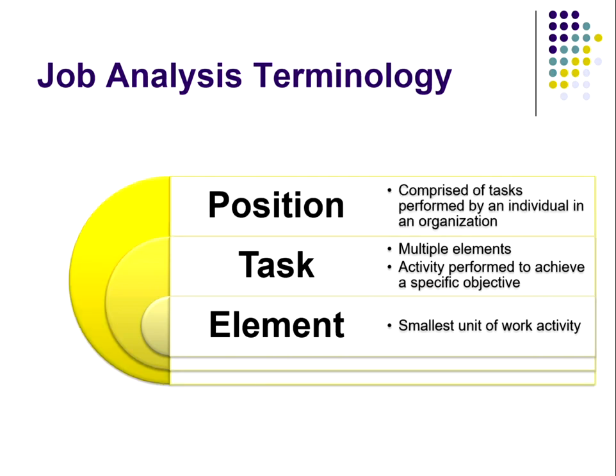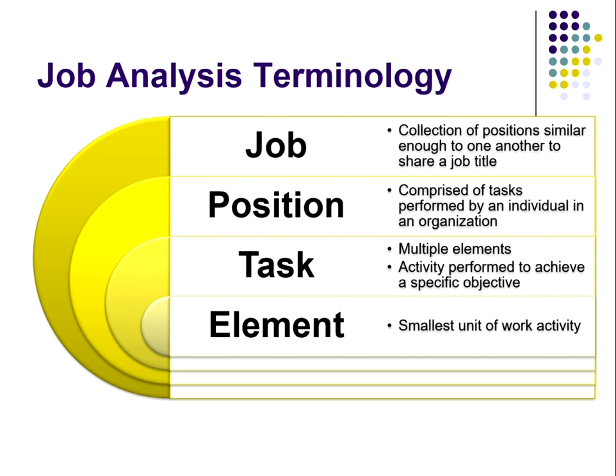So tasks are activities that are performed to achieve a specific objective. A position is comprised of tasks performed by an individual in an organization. And so in a position, you would probably have multiple tasks, right, that you perform. So the position of clerk typist has filing documents, creating documents, photocopying documents. What else does a clerk typist do? Transmitting documents, right? A position would have a bunch of different tasks that are all expected of a person in that position.